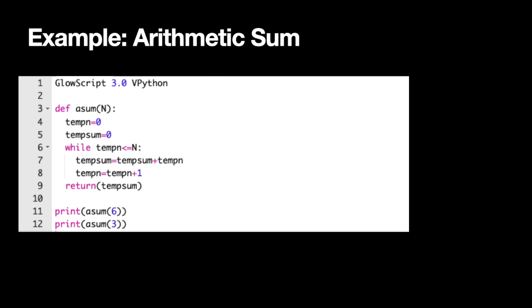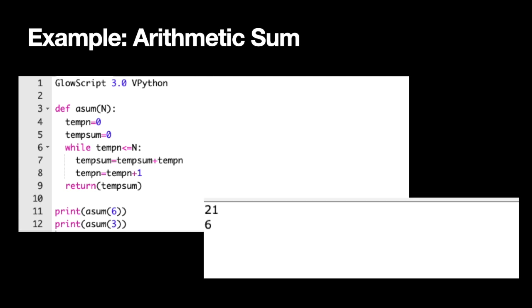So in this loop inside the function, I have a while this value temp n is less than that value n. And the first thing I'm going to do is add the temp n value to my sum, and then I'm going to increase temp n by 1. And then I'm going to keep doing that until I get to n, the big N. And then I return that. So I'm going to print a sum for n equals 6 and 3. And I get 21 and 6. So that's right, for 3, 3 plus 2 plus 1 is 6, so it works. Okay, so there's a loop inside of a function.